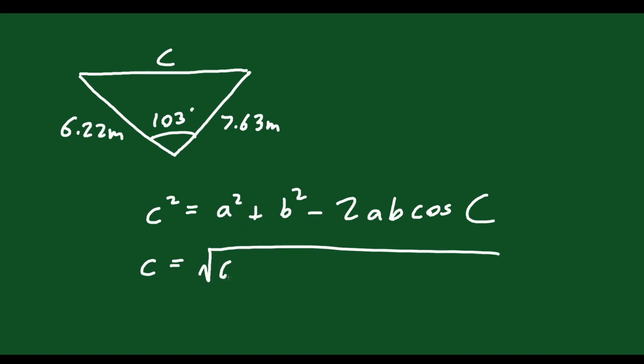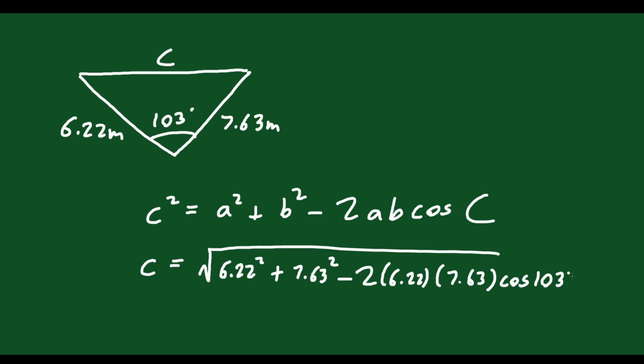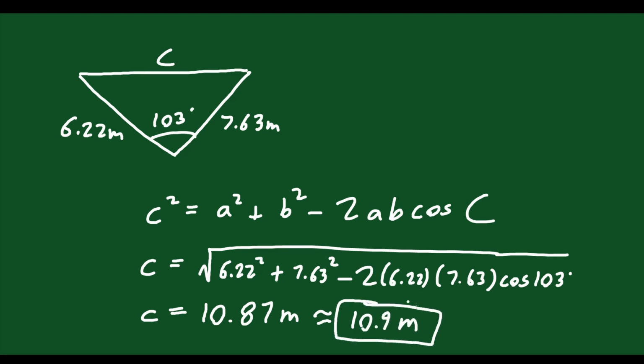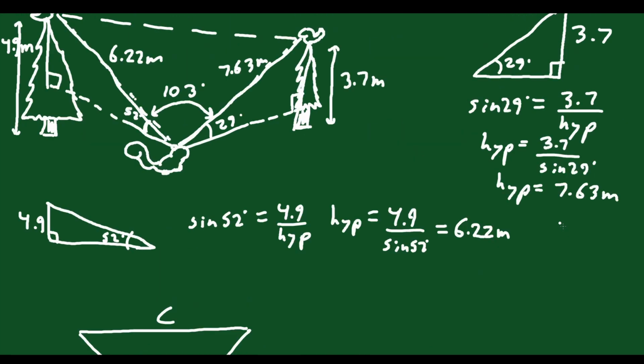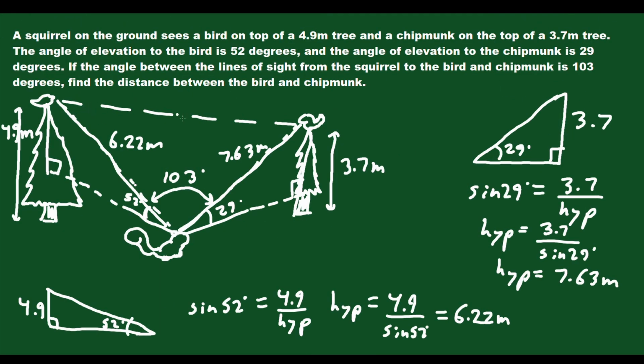So a, I'll make 6.22, plus b, I'll make the 7.63, so that's squared, minus 2 times a times b times cos of angle c, which is 103 degrees, just like that. If you calculate all this, you're going to get 10.87 meters approximately. Round that off if you want to 10.9 meters. So that is the distance separating the bird and the chipmunk. This line here through the air is 10.9 meters. And that's your final answer.